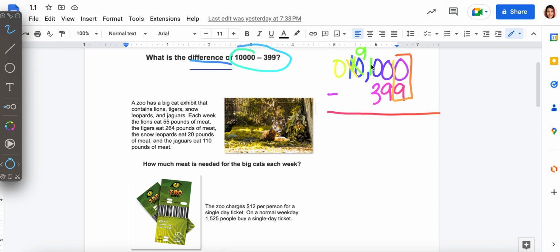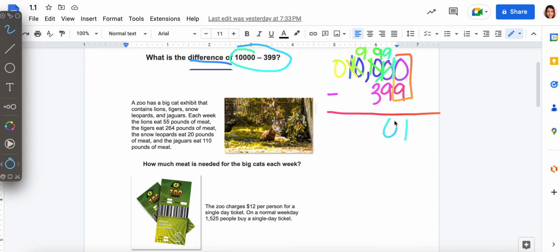This becomes a 10. Now we're going to borrow from this 10. It becomes a 9 and its neighbor becomes a 10. We have to borrow one more time. Borrow from this one. It becomes a 9 and this one becomes a 10. Now we can subtract. 10 minus 9 is 1.